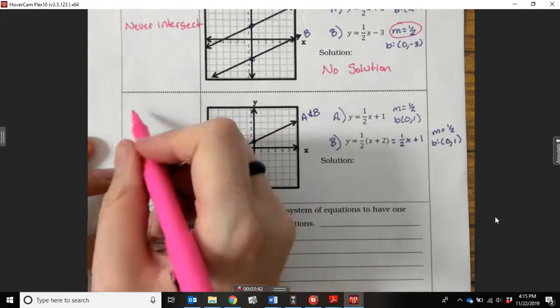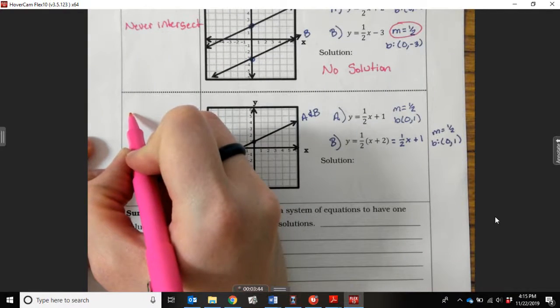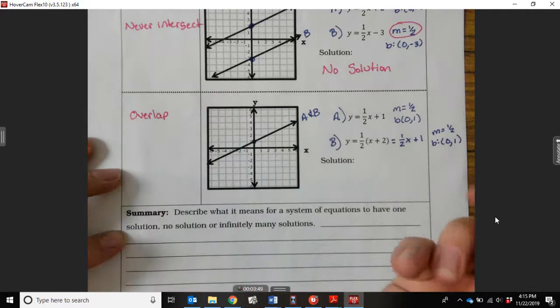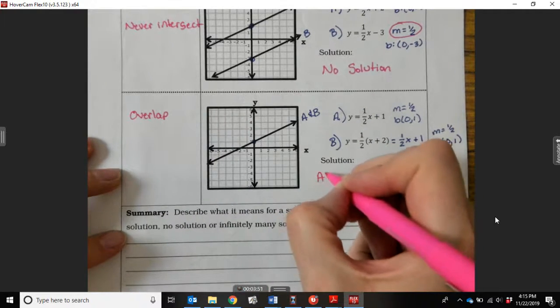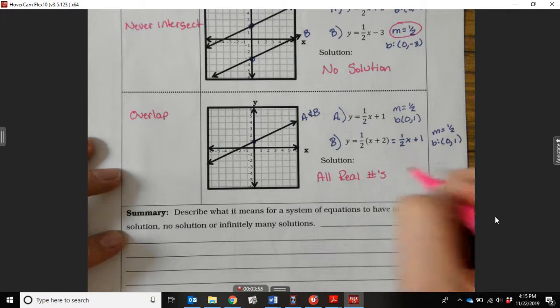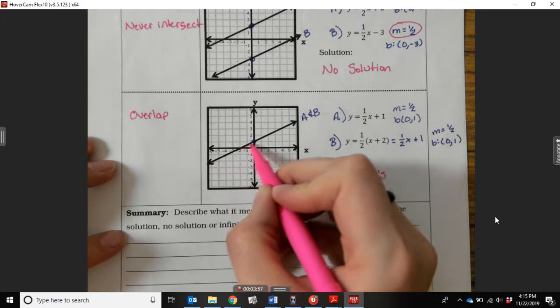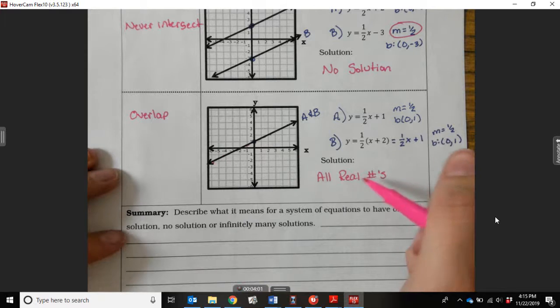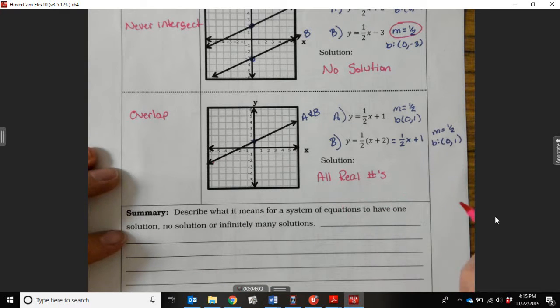So when I have two equations that end up being the same line because they overlap, then the answer is all real numbers. The two lines intersect at every single point. And since they intersect at every single point, then the solution is every single number.